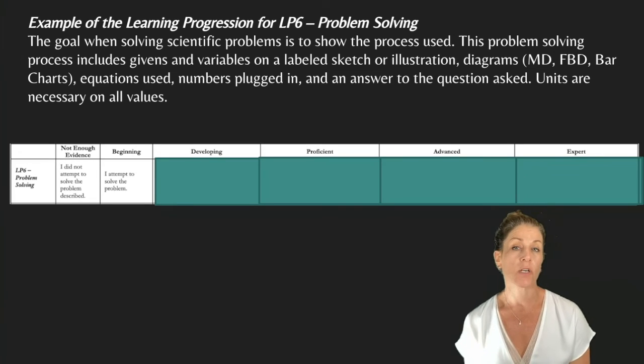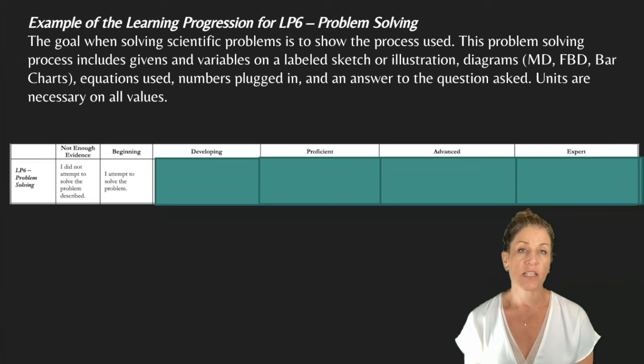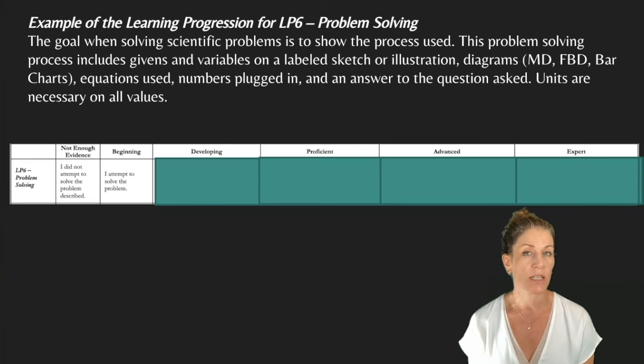Let's do that again for another one. Let's talk about problem solving. The goal is solving scientific problems, right? Showing the process used. The problem-solving process includes givens and variables on a labeled sketch or illustration, relevant diagrams, equations used, numbers plugged in, and an answer to the question asked with necessary units on all values. So how does that translate to a learning progression?